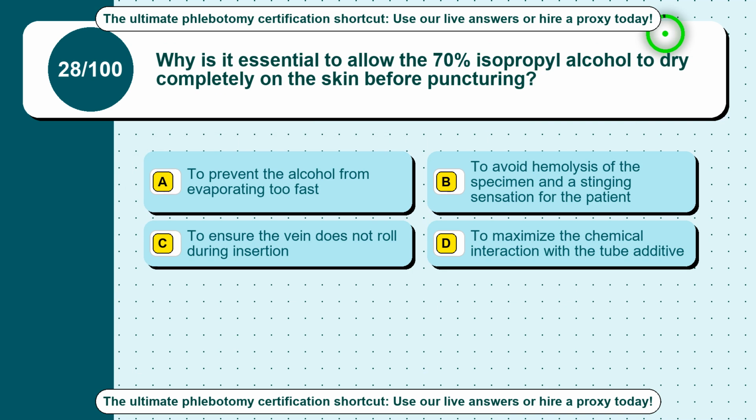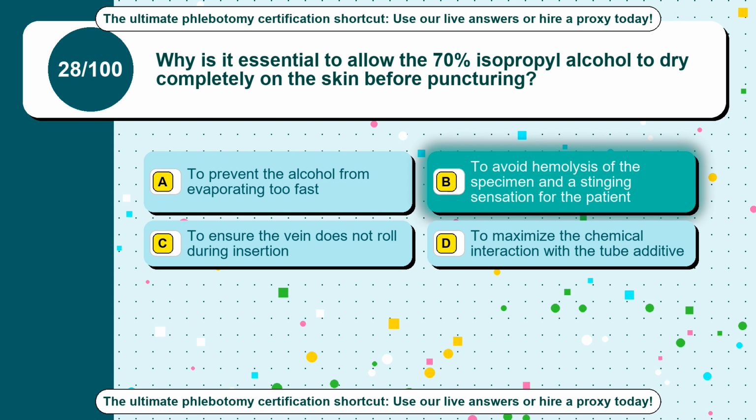Question 28. Why is it essential to allow the 70% isopropyl alcohol to dry completely on the skin before puncturing? Option A, to prevent the alcohol from evaporating too fast. Option B, to avoid hemolysis of the specimen and a stinging sensation for the patient. Option C, to ensure the vein does not roll during insertion. Option D, to maximize the chemical interaction with the tube additive.